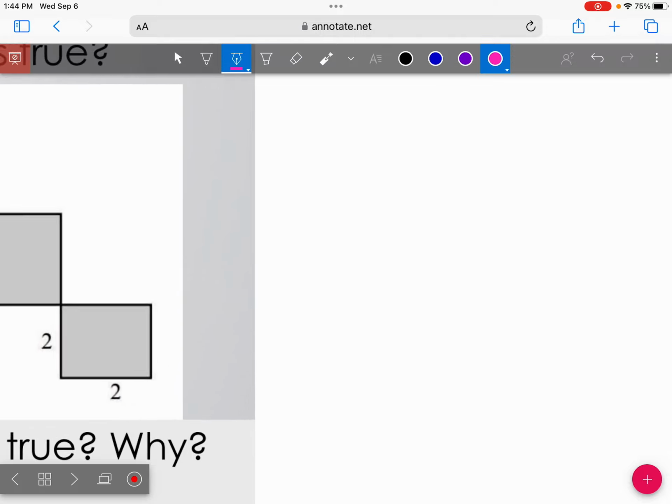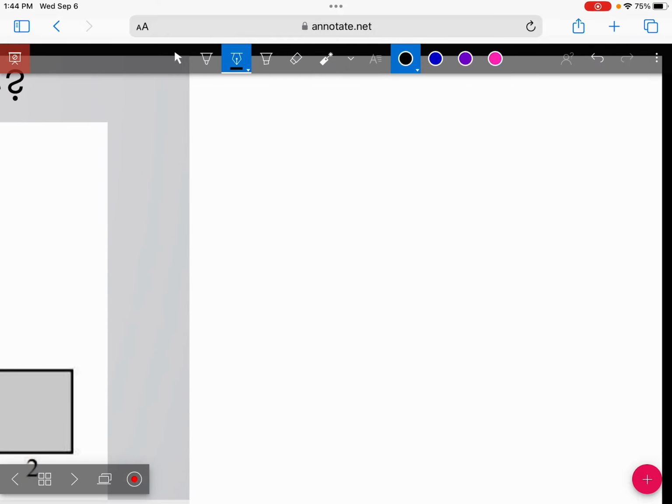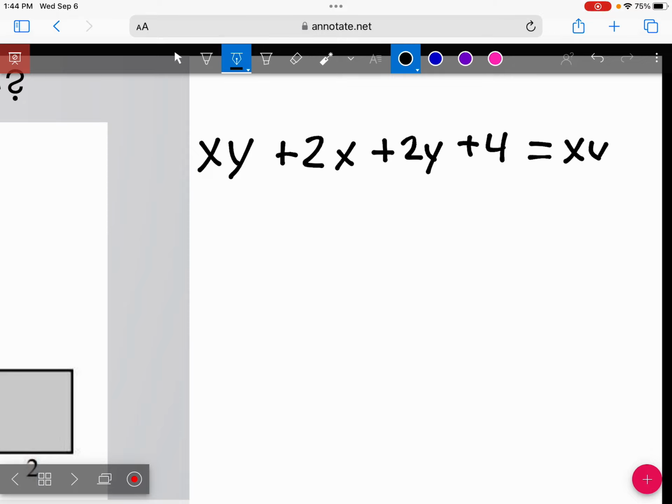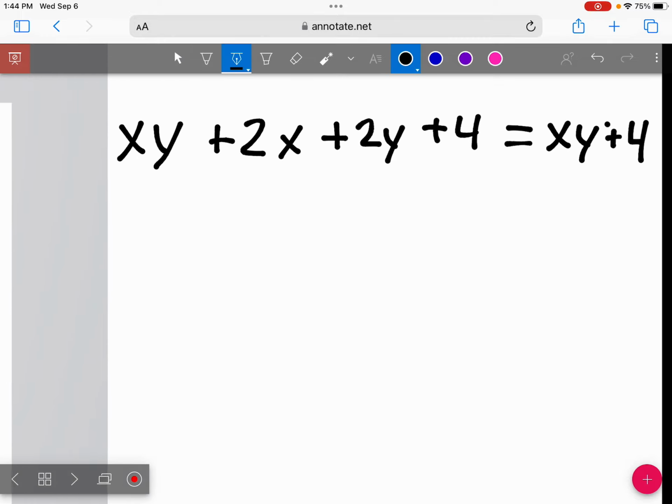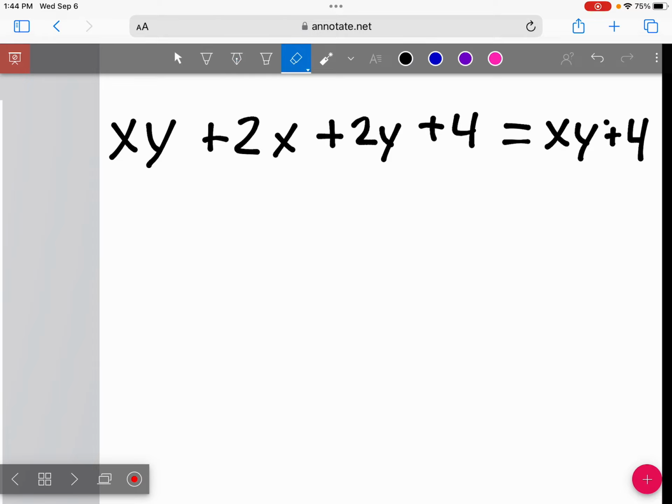I'm going to scooch this to the side so I can write it over here again. So what we have is xy plus 2x plus 2y plus 4. And we want to know when that equals xy plus 4. It's the same thing. I'm just giving myself some actual space over here. What could we do here if I just gave you this part? Say it louder.